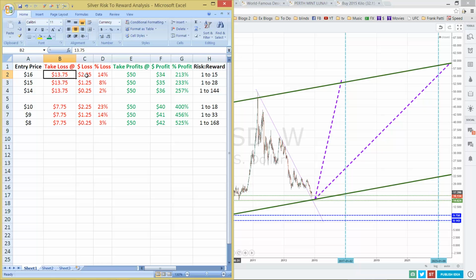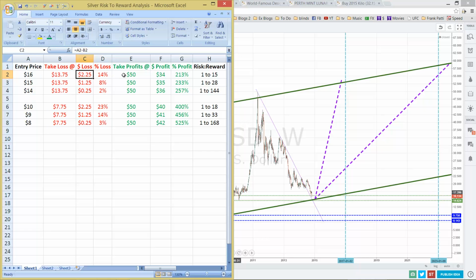And so the dollar amount in loss on this particular trade: if you enter at $16, the stop loss will be at a minus $2.25. So for every ounce of silver that you get, you can expect to lose $2.25. This represents a 14% loss on your initial $16 investment.